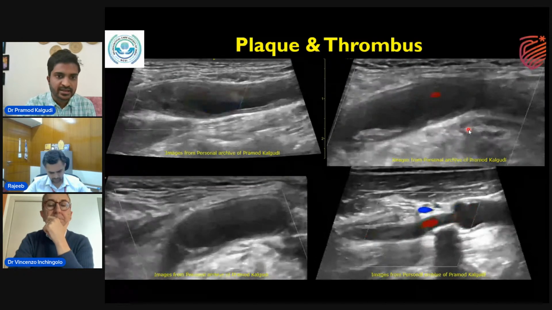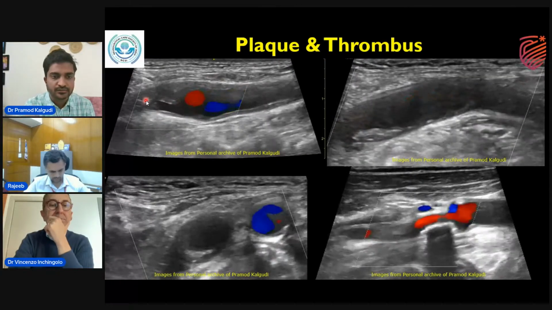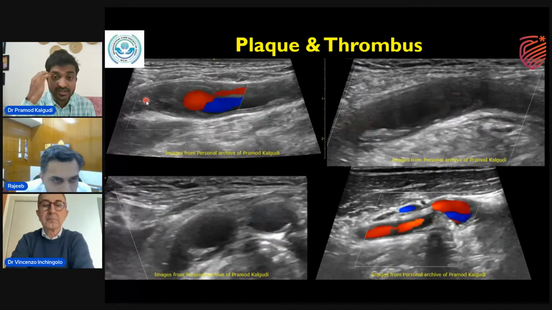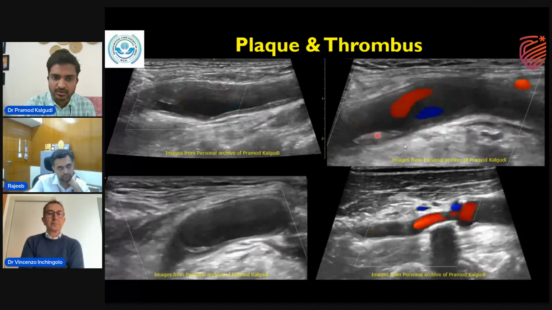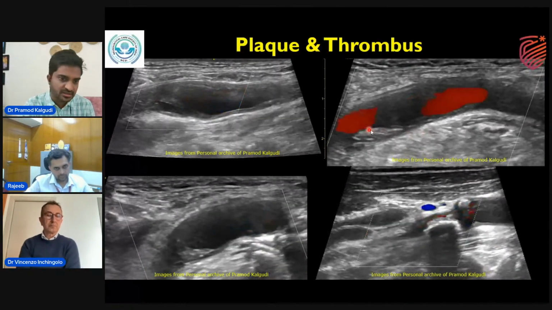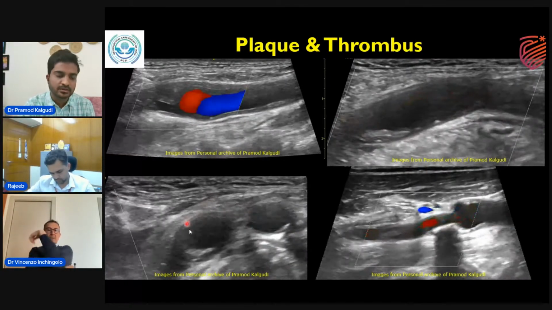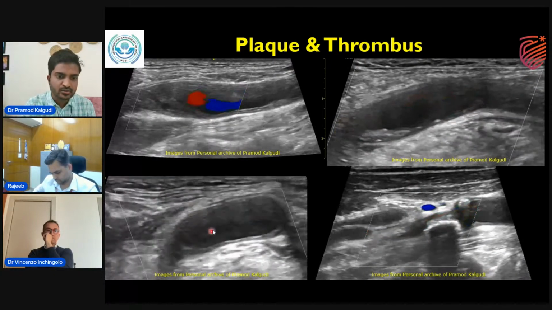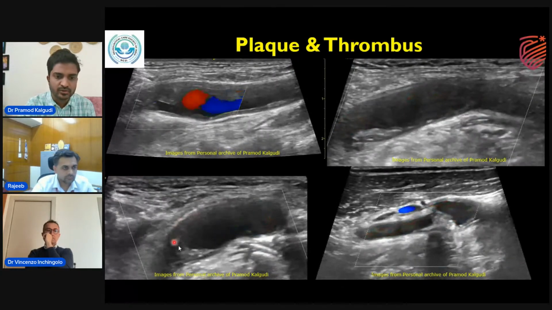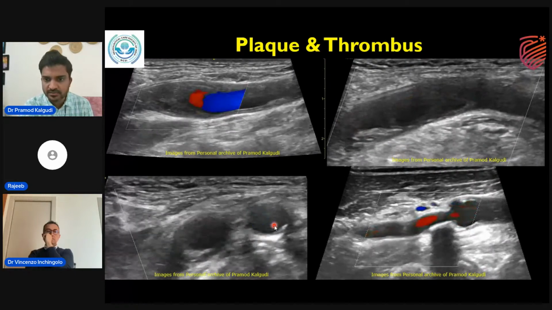So these are examples of different plaques. You can see a plaque has completely obstructed the flow in the ICA in this patient. And there is some amount of atherosclerosis and also a plaque in this patient here on the right. We can also assess the vessels in the cross-sectional view, where we can appreciate that there is no flow in the ICA, whereas there is some flow in the ECA in this patient here.